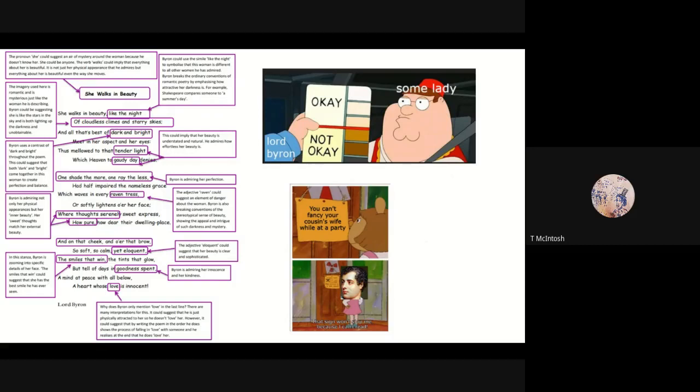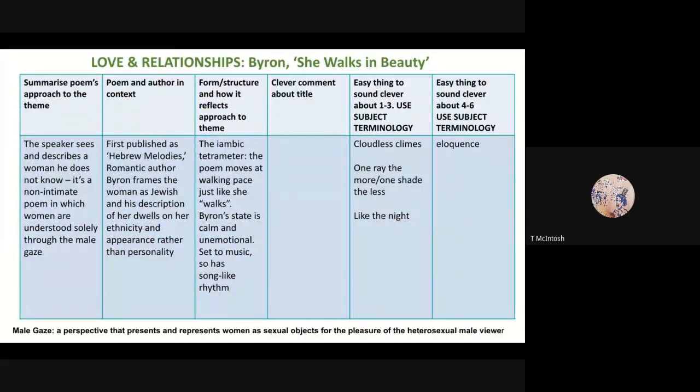She's just walking while he looks at her from the side of the balcony, writing his poem about her, using the word eloquent to describe her. He isn't actually interested in her voice. He's not talking with her. He's not talking to her. He's just writing about the way she looks. Hashtag toxic masculinity.